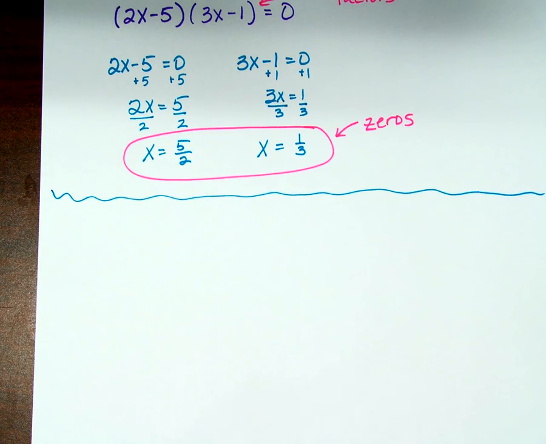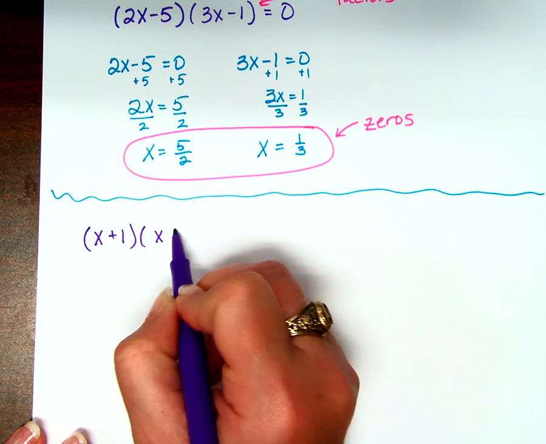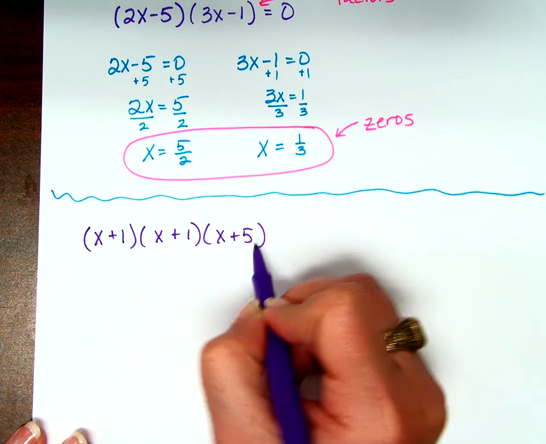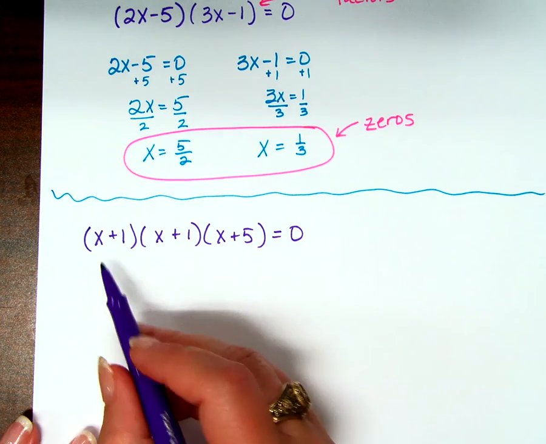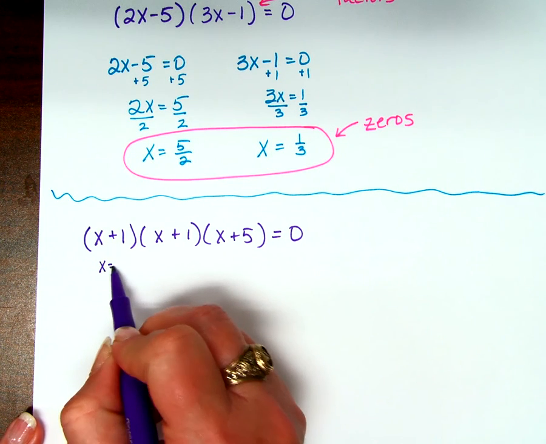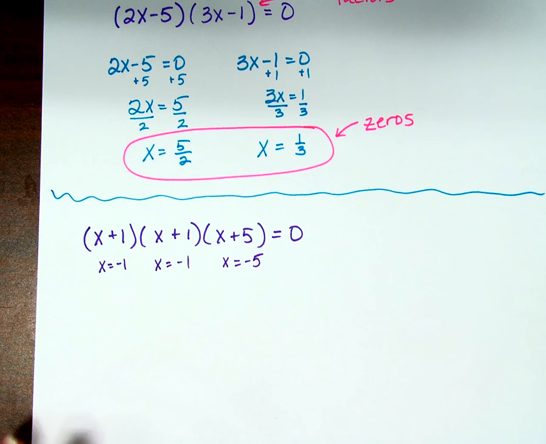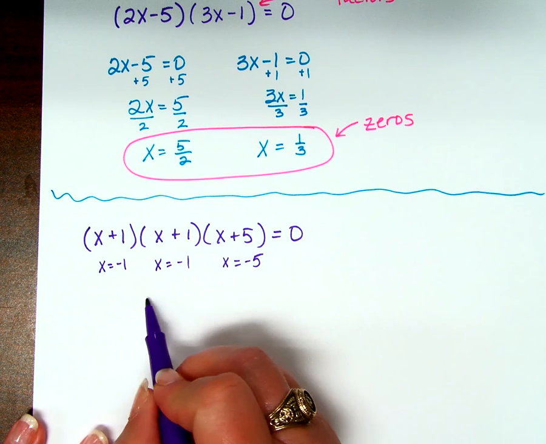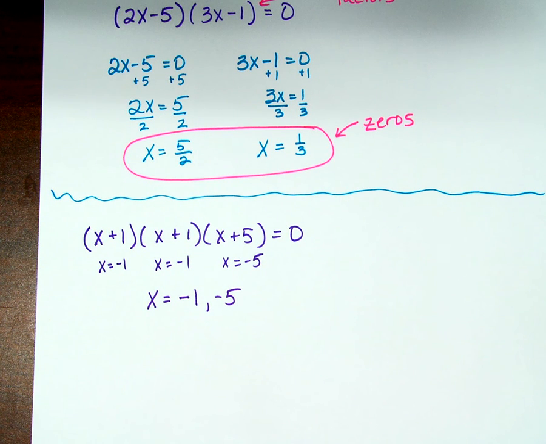Let's look at this example right here. This example says x plus 1 times x plus 1 times x plus 5 equals 0. It's already factored for us, right? Well, if I set each of these factors equal to 0, I'm going to get x equals negative 1, x equals negative 1, and x equals negative 5, right? Okay. Well, what are my actual solutions then? Isn't it just negative 1 and negative 5? Well, that means that negative 1 has a multiplicity of 2. Why? Because there's two of them.